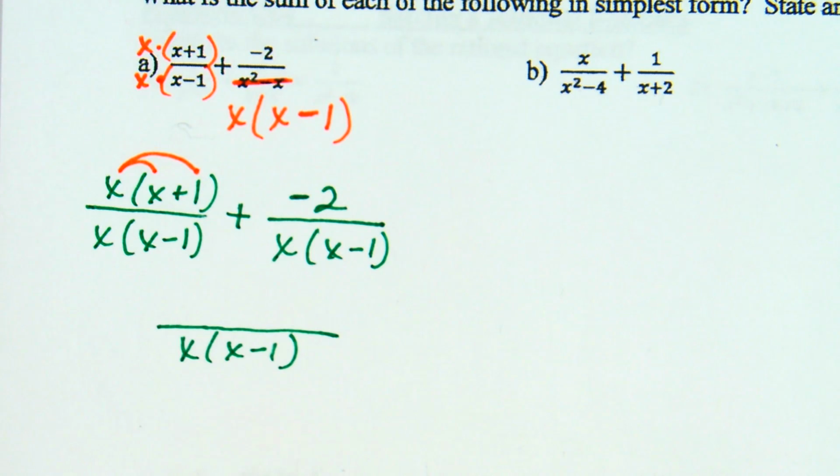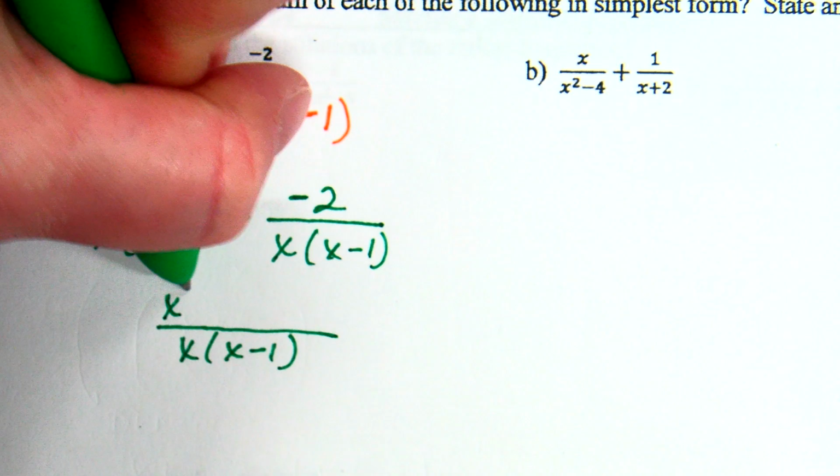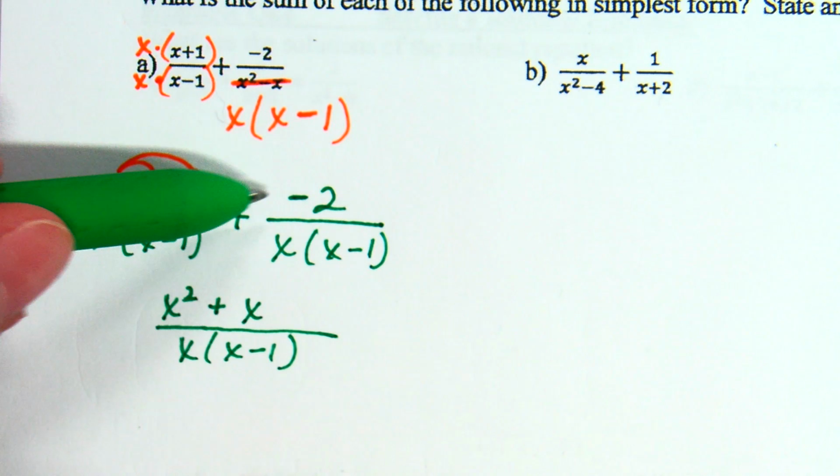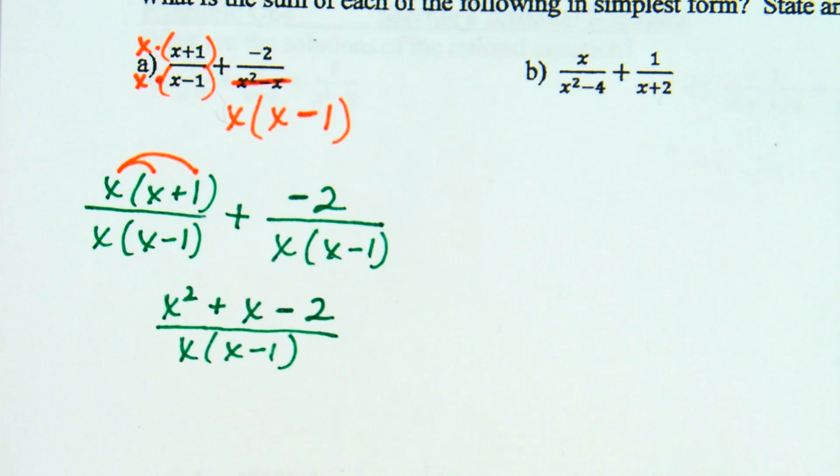So, x times x is x squared, plus x times 1, 1x or x. So that's my first numerator, right? That is x squared plus x, plus negative 2, which means I'm just going to write minus 2. Pausing for a moment. Are you guys okay with what I wrote down there?